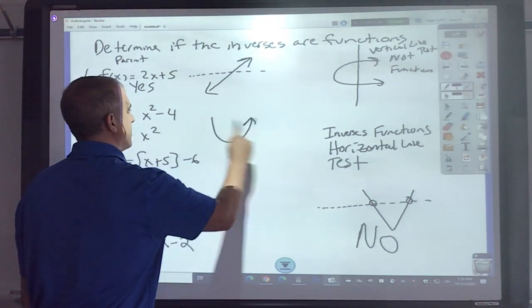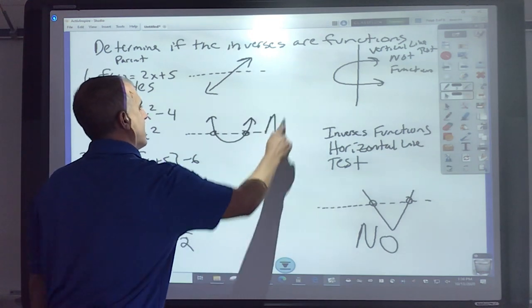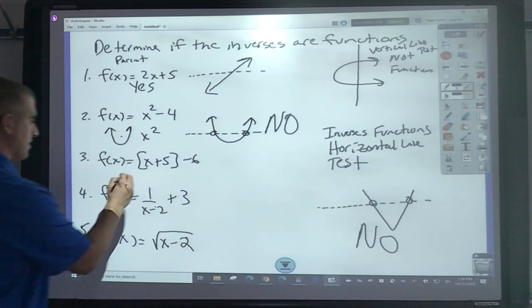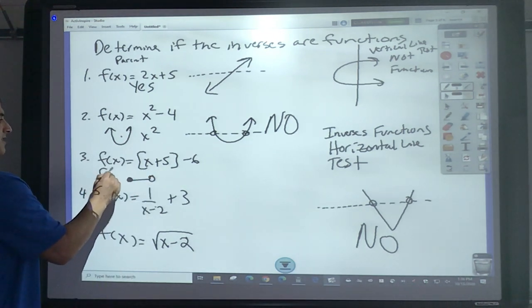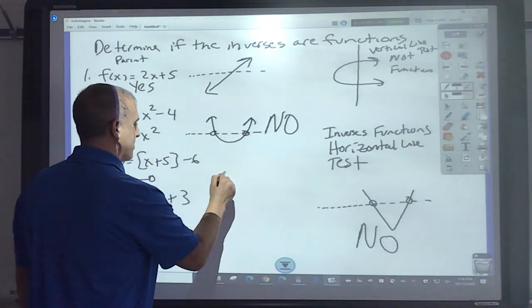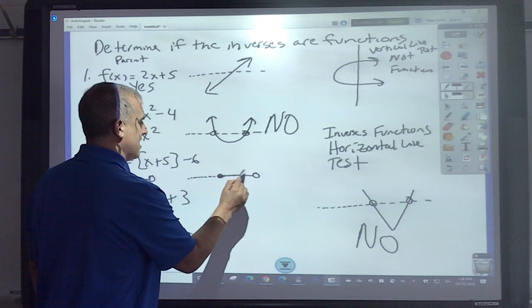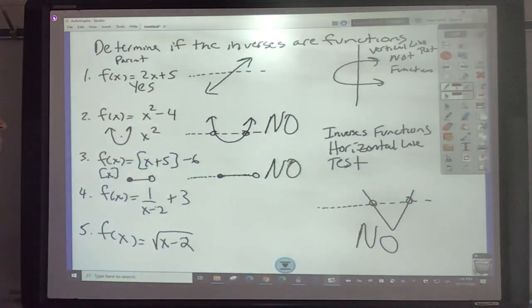x squared minus 4 would be the x squared function, which would look like this. If I drew a horizontal line, it hits 1, 2, so that answer would be no. What's this function? This is the step function. So be careful. If I made a horizontal line, it passes through all these points, so this is also no.